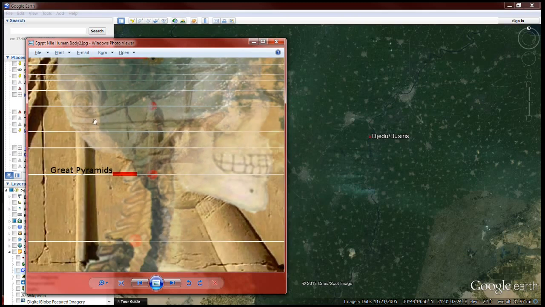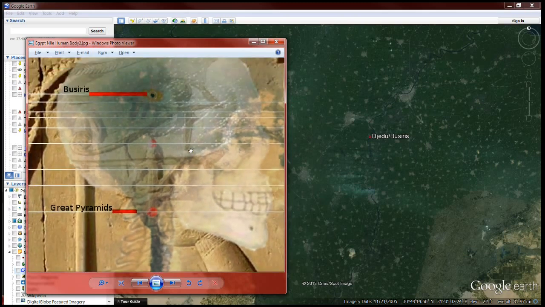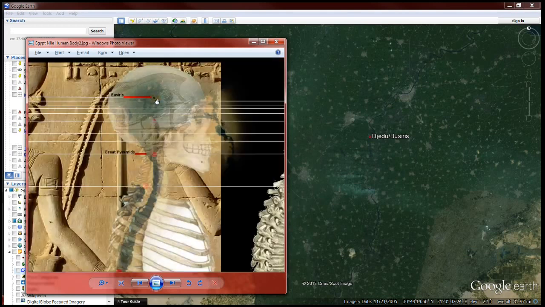And you can see where the throne is, you can see where the Eye of Ra is, and right at the very top here, exactly where Busiris is located, where they said the place that the soul was found is located exactly in the same place as the pineal gland.